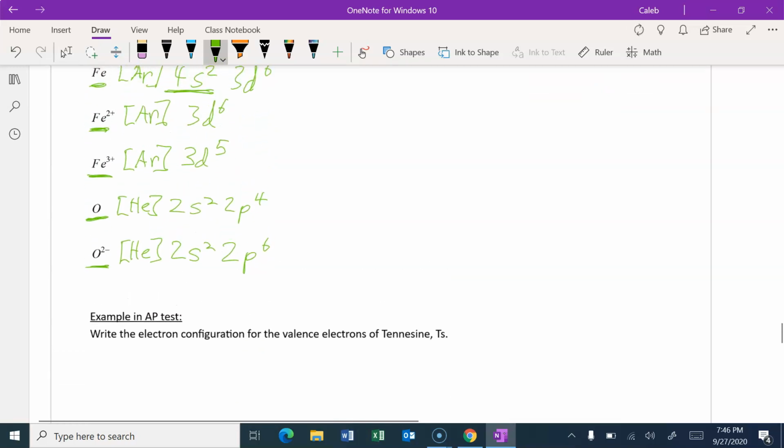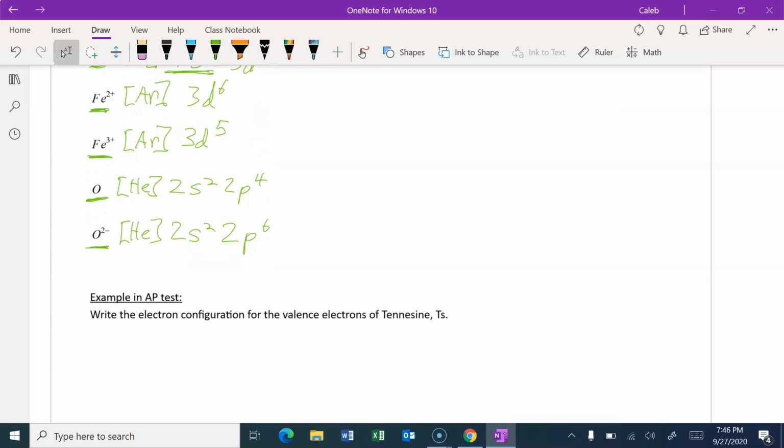We have an example on the AP test that we want to go through now, where you're writing the electron configuration for the valence electrons of tennessine. I want you to pause it and try this. I think you might be surprised at what the answer is. All right, I'm going to go through the answer now. Here's what throws students off. It says write the electron configuration for the valence electrons of tennessine, and they read that and they think noble gas configuration. That's not what they asked for. They asked for the valence electrons of tennessine.